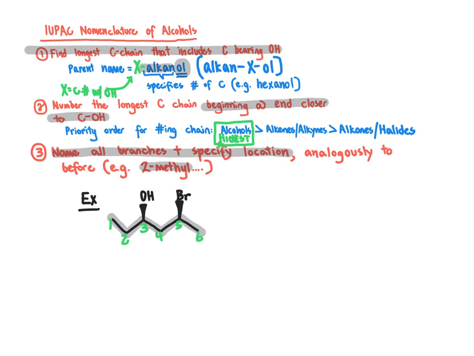So we go to number this. We have 6 carbons in the chain. Our alcohol group is at carbon number 3, so we would call this 3-hexanol.